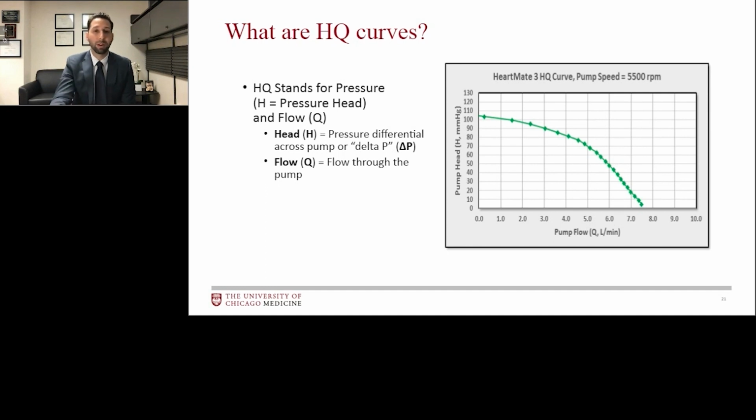So in response to an instantaneous pressure gradient, in this example for HeartMate 3 at a speed of 5,500 RPM, we have a flow approaching 0 liters per minute. And if the pressure gradient were to change to 0 across the LVAD, then the instantaneous flow through the LVAD would correlate to 7.5 liters per minute.